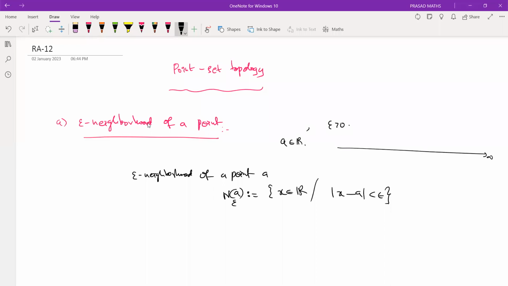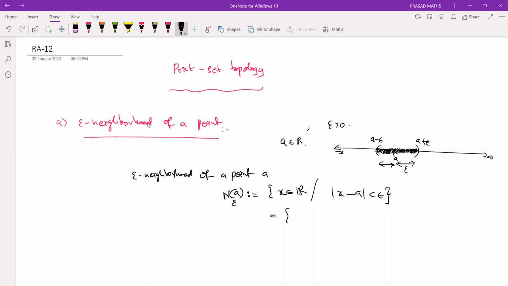This is my real line. Take a point a. This is my distance epsilon, so here we have a plus epsilon, and on the other side a minus epsilon. The distance from here to here is epsilon. So the set of all points lying in this region, with a distance less than epsilon.